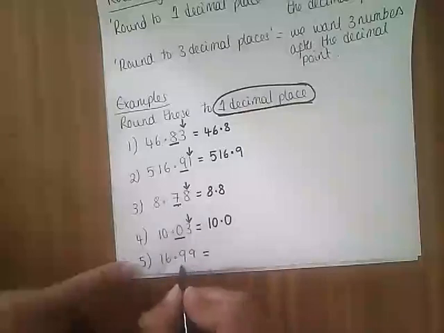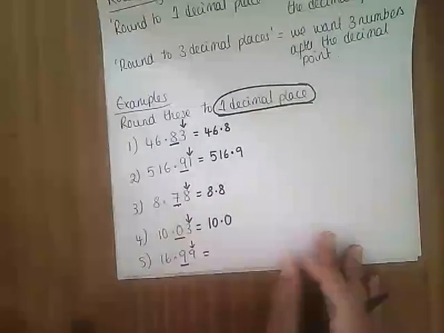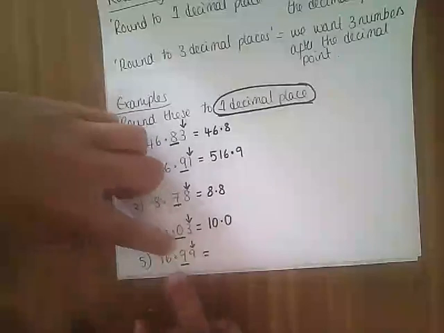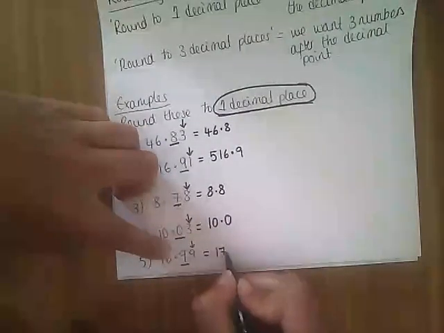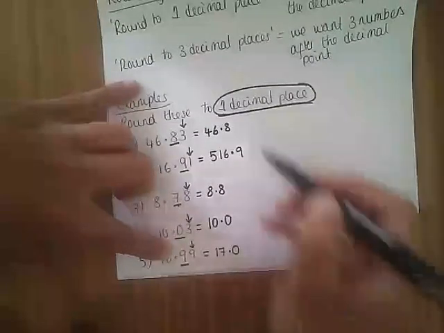Right, number 5, 16.99. So here's my first decimal place. Here's my number next door, which is 5 or more. Now, obviously, if I round up a 9, it goes to a 10. Now, what that means is it bumps into the next bit. So that is going to go to 17.0. And again, like this one, we need the 0 on because it asks us to give it to 1 decimal place.